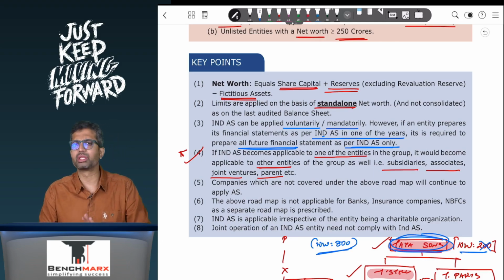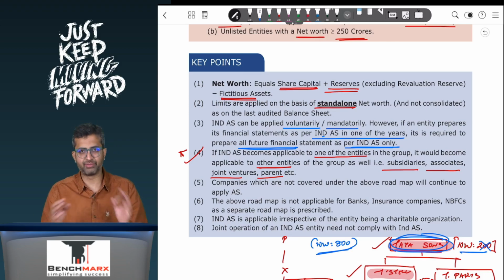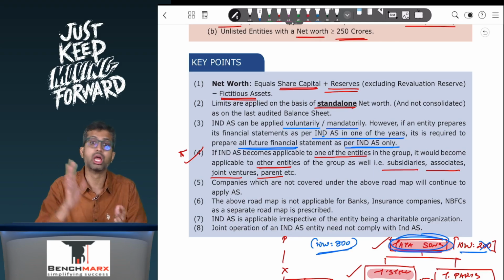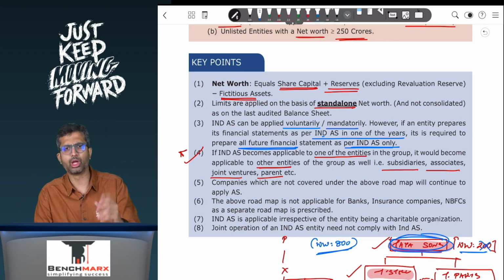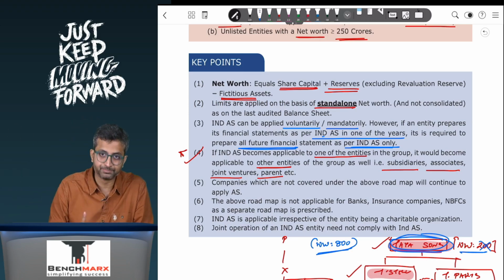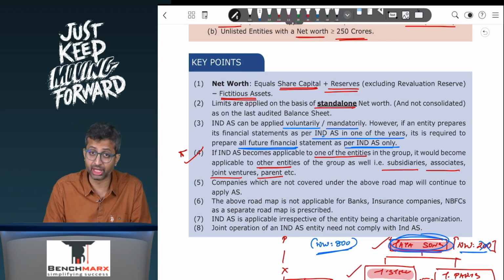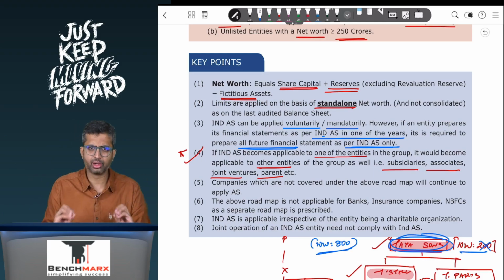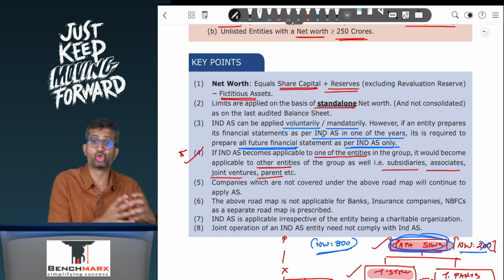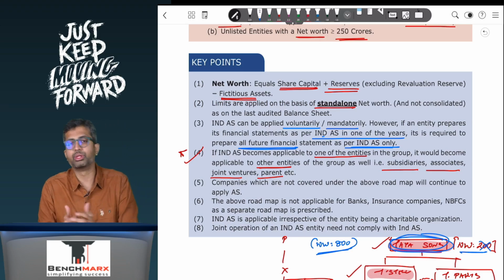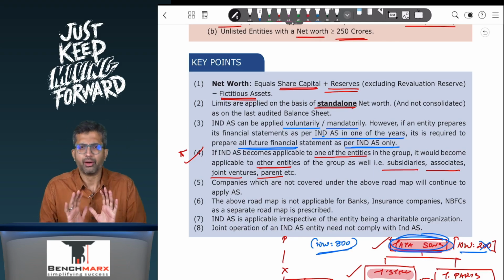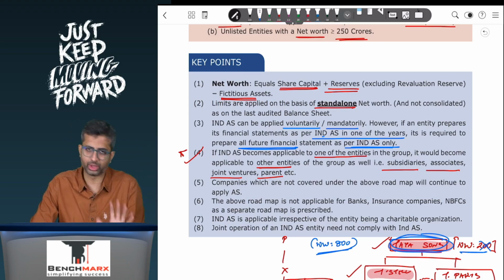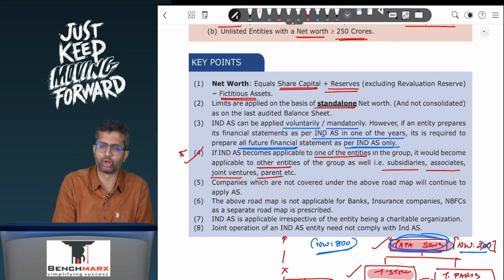Yes. Remember, there is no exception for Section 8 companies. Every company which has a net worth of greater than 250 crores, whether Section 8 or other than Section 8, will have to follow Ind AS. Now, when you study Ind AS 111 on joint arrangements, there will be two separate concepts. One, there will be a joint operation. One, there will be a joint venture. For the time being, we will just remember that a joint venture will follow Ind AS, but a joint operation need not follow Ind AS.